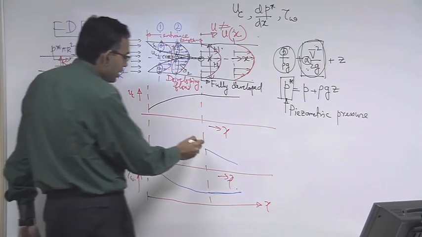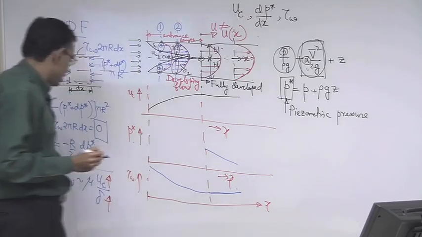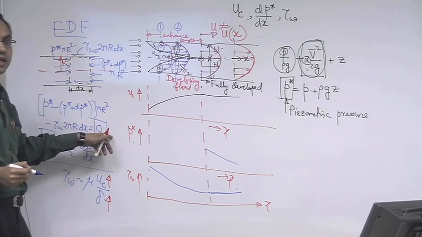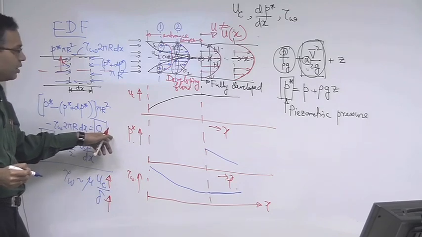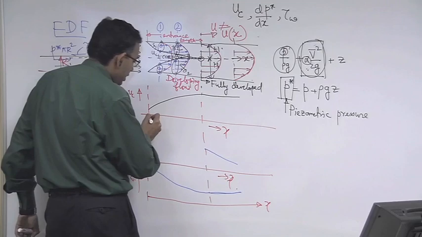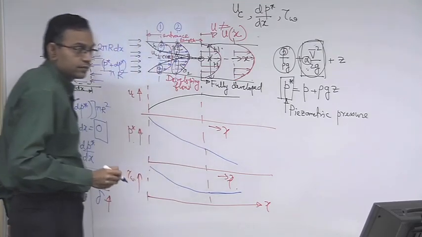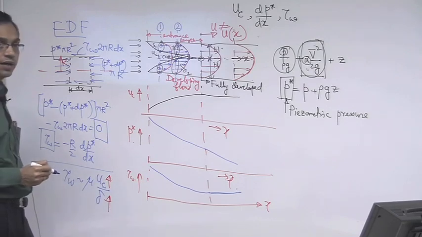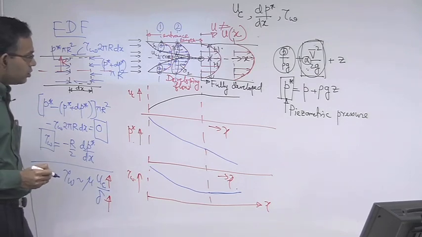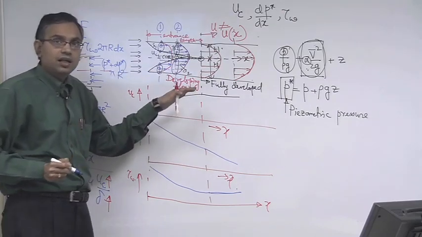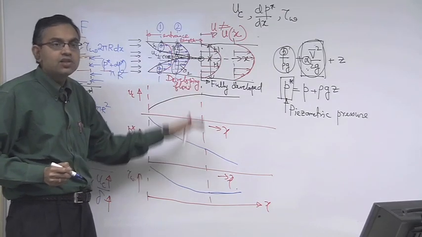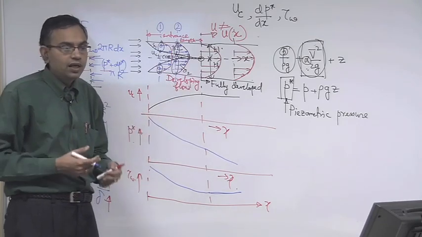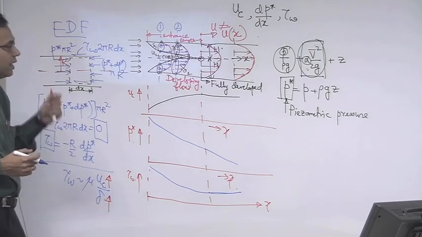And analogously, here dp star dx, because you have an acceleration term, dp star dx has to be nonlinear. So it will be something like this. Okay. So these pictures are summarizations of what goes on in an internal flow and what we understand about a fully developed flow.